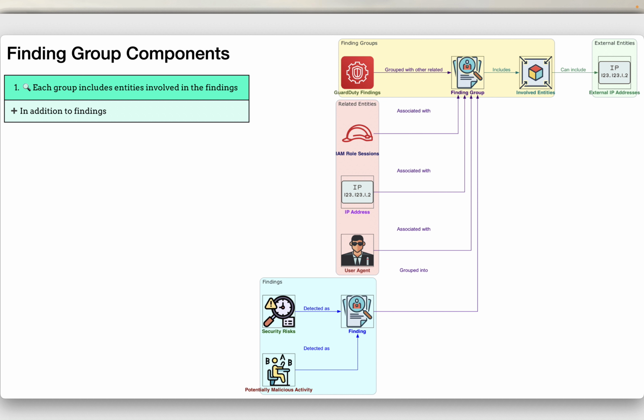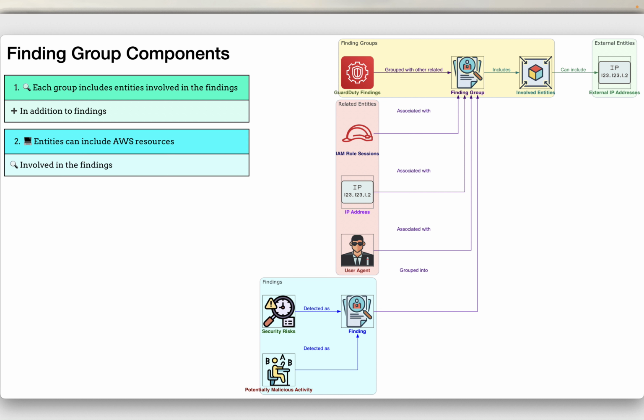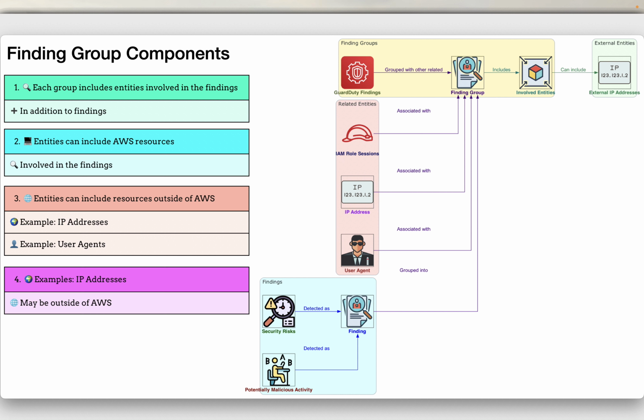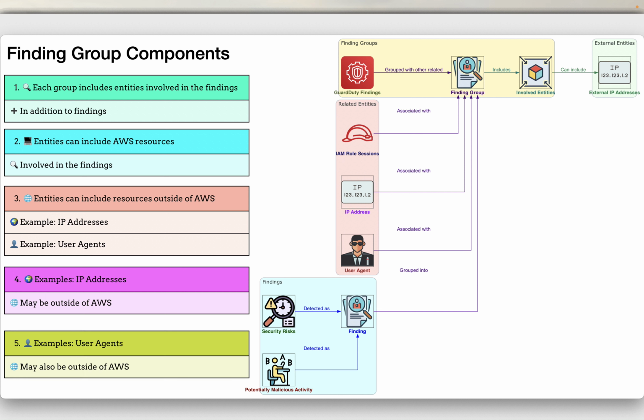In addition to findings, each group includes entities involved in the findings. The entities can include AWS resources that are involved in the findings. The entities can include resources outside of AWS such as IP addresses or user agents. One example of an entity that can be included in a finding group is an IP address, which may be outside of AWS, and another example of an entity that can be included in a finding group is a user agent, which may also be outside of AWS.